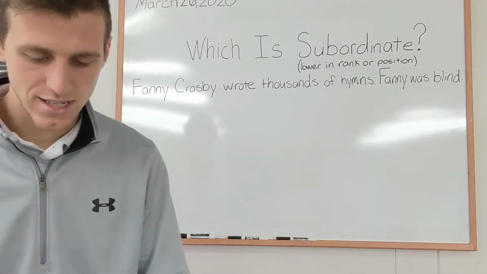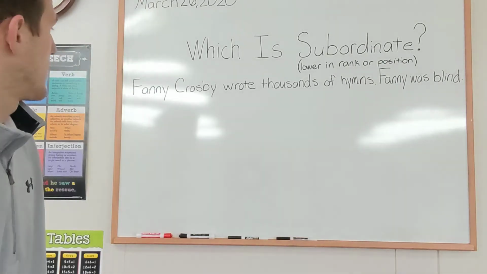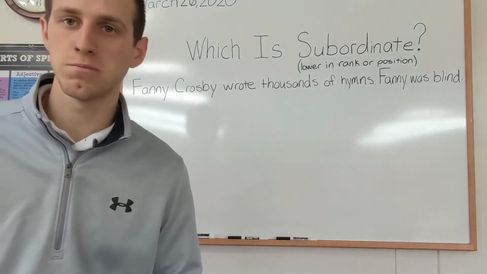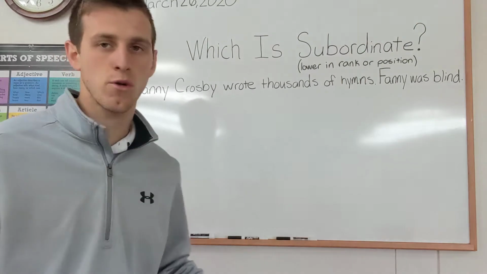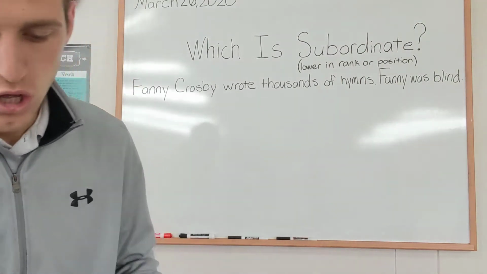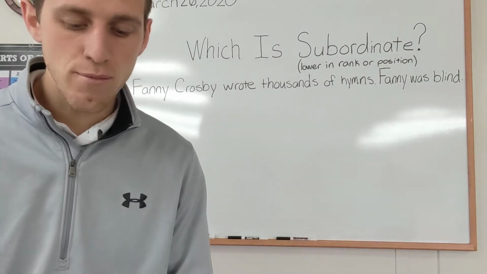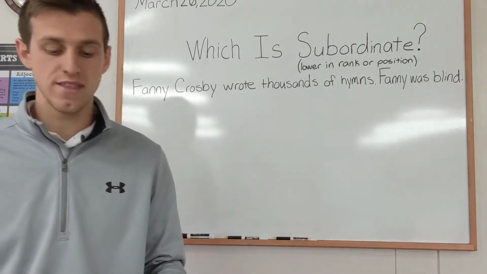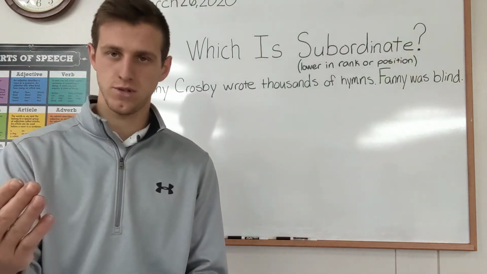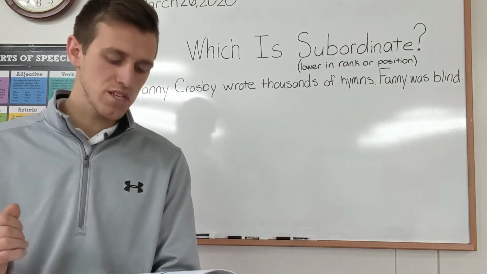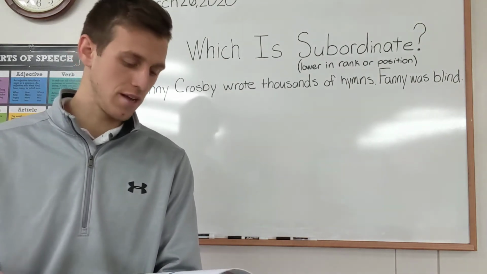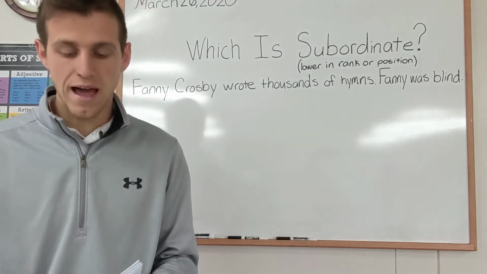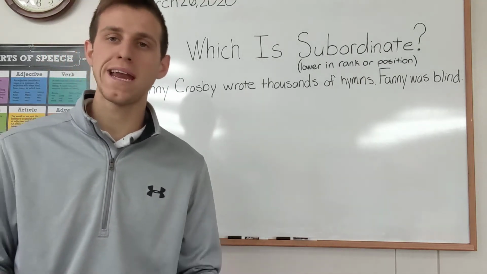So I have their sentences up here on the board. They have Fanny Crosby wrote thousands of hymns. Fanny was blind. All right, so we have two sentences up here that we are going to combine. Usually, the information in the subordinate clause is less important than the information in the independent clause, all right? So we went over this. How will you decide which sentence to make subordinate? That will depend on what you're writing, all right?